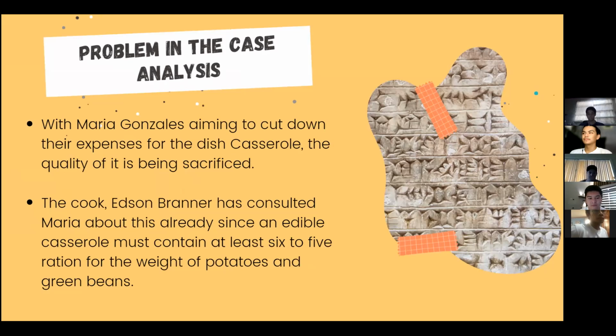The problem in the case is that Maria Gonzalez aims to cut down their expenses for the casserole dish without sacrificing the quality. The cook, Edson Branner, has informed Maria that an edible casserole must contain at least a 6:5 ratio for the weight of potatoes and green beans.